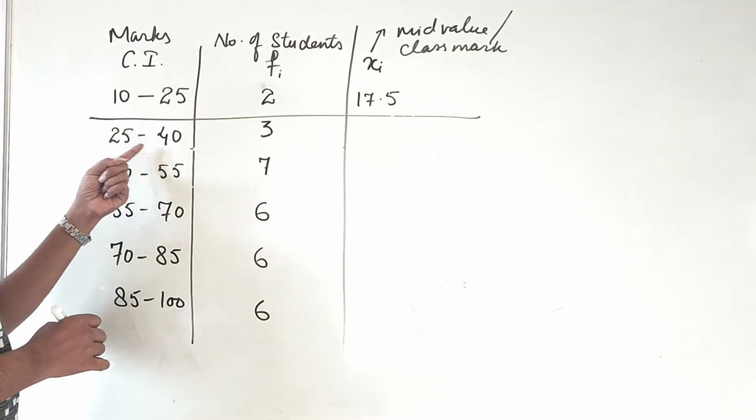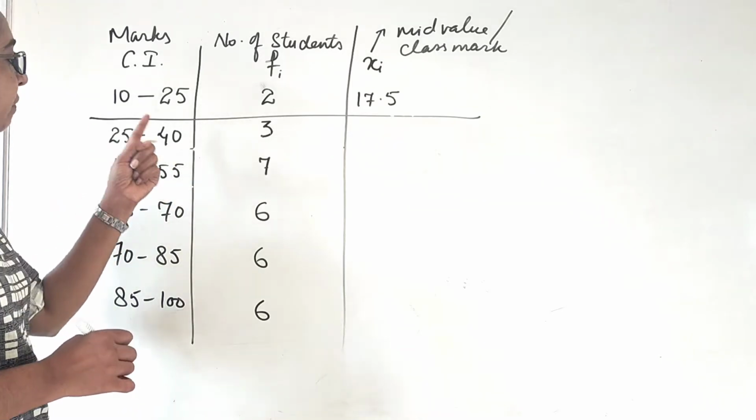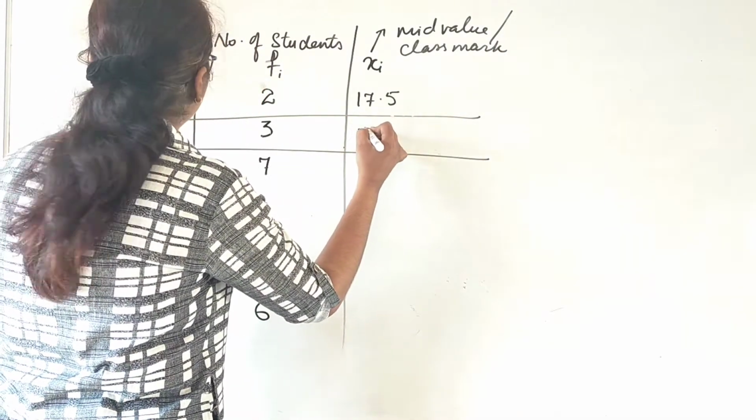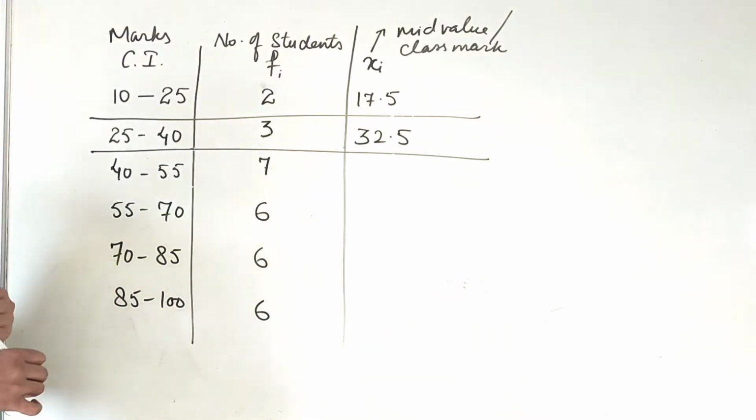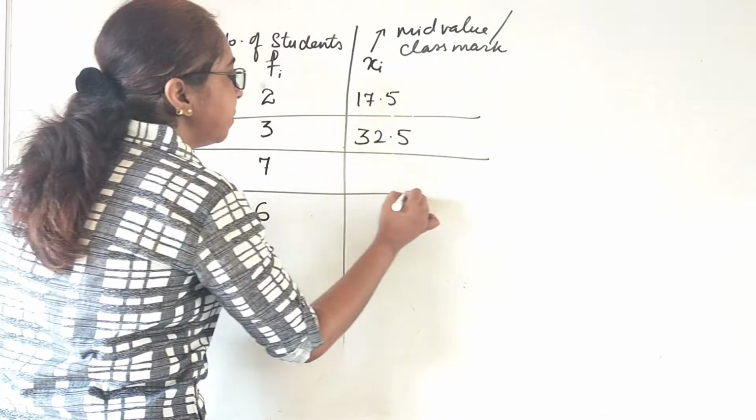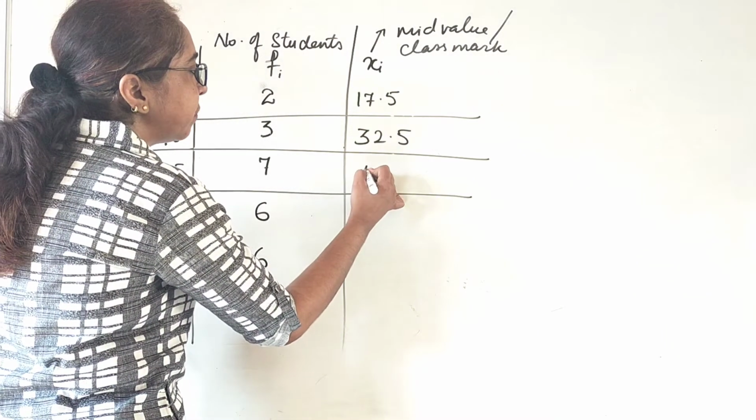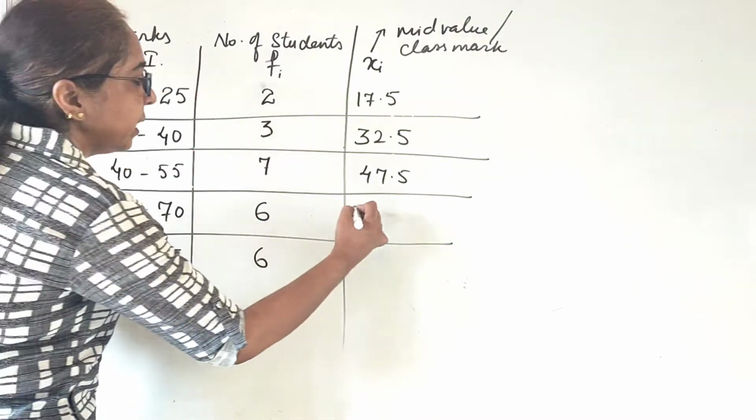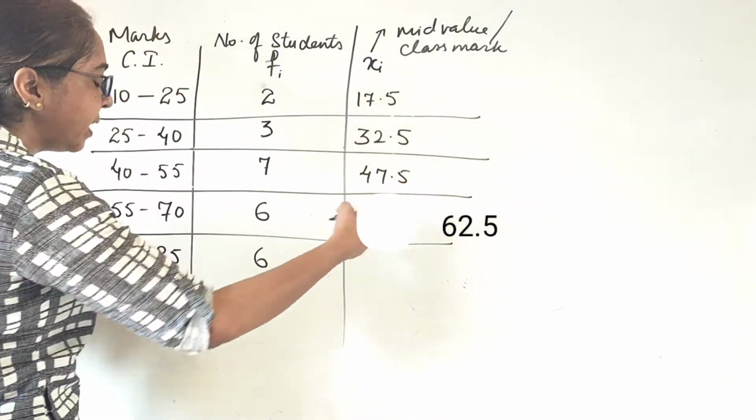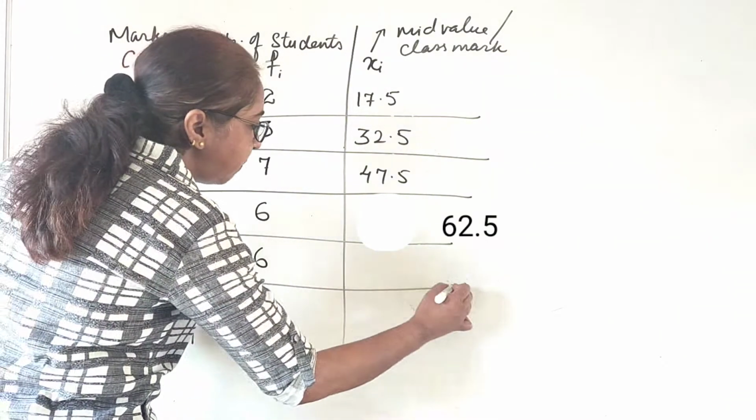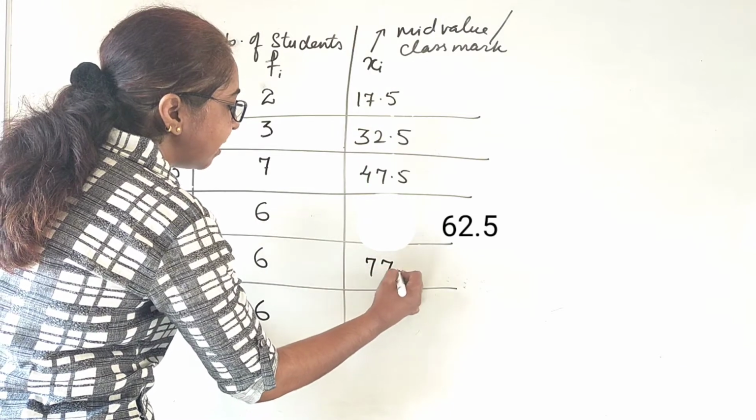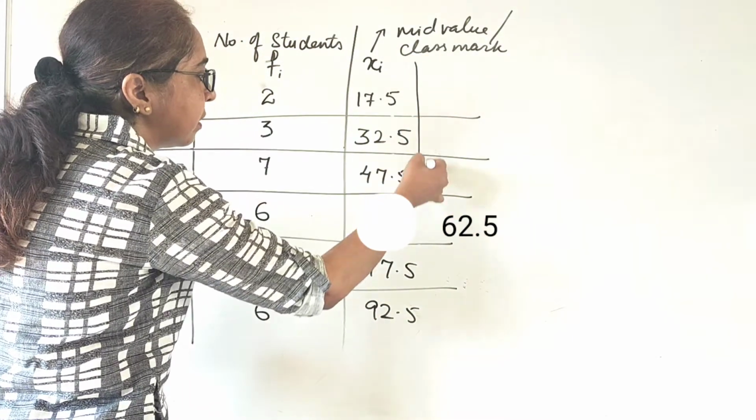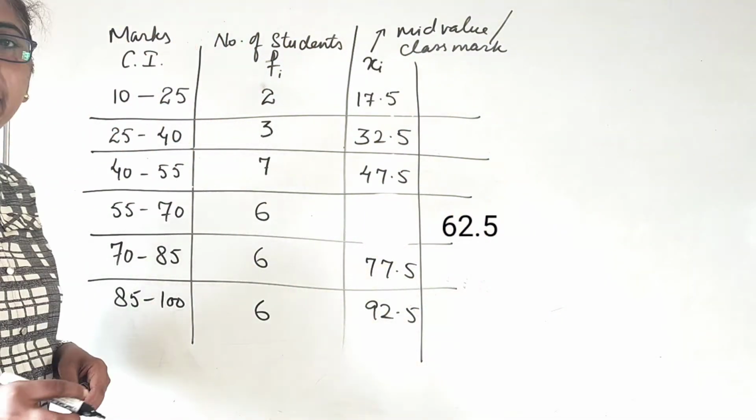In the same way, if you want the mid value from 25 to 40, that will be 32.5. Right? And in the same way, the mid value of this interval will be 47.5. Now you get the midpoints easily, 52.5, because the gap is the same. So you can guess it also, or you can find it also. This will be 77.5 and this will be 92.5. So these are the values of xi.